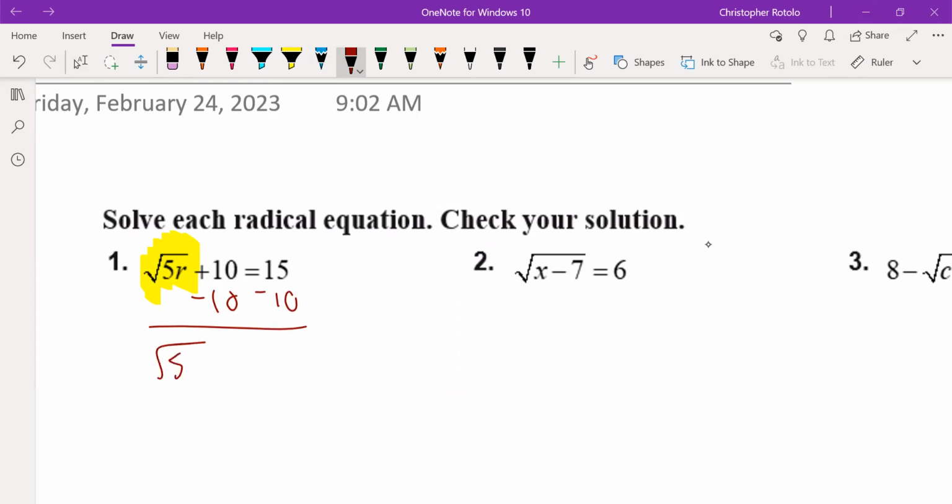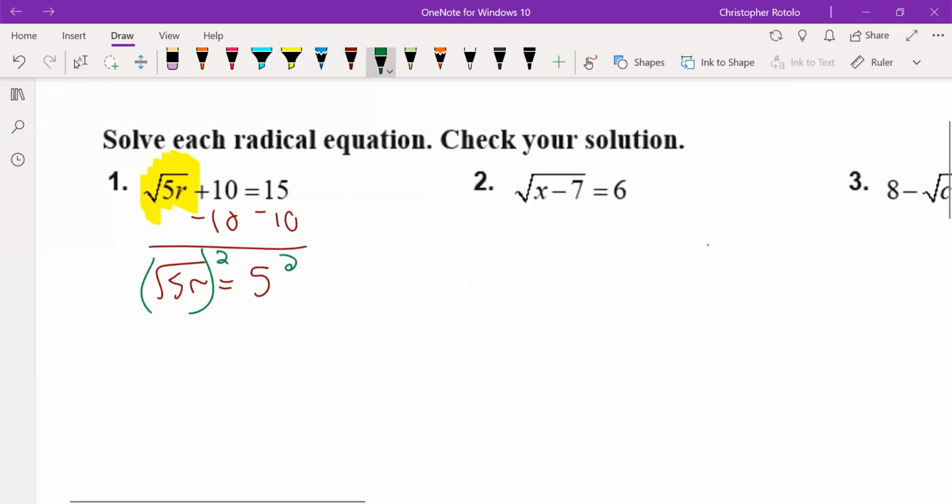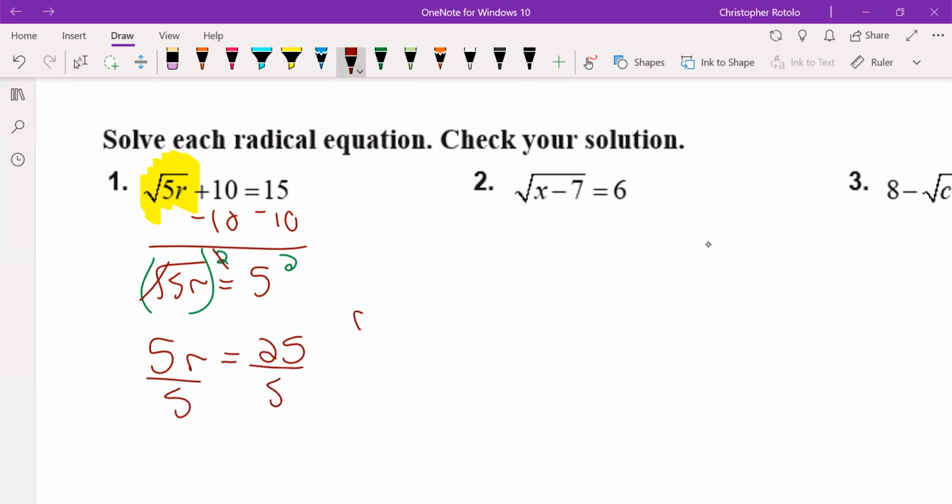So now I have the square root of 5r equals 5. Now to get rid of that square root, we're simply going to square both sides, right? Whatever I do to one side, I have to do to the other. So that end result is simply going to be 5r on the left-hand side, because this square and square root just cancel each other out. On the right-hand side, we got 25, because 5 times 5 is 25. Divide by 5, so r turns out to be regular old 5. Not too bad, I think.